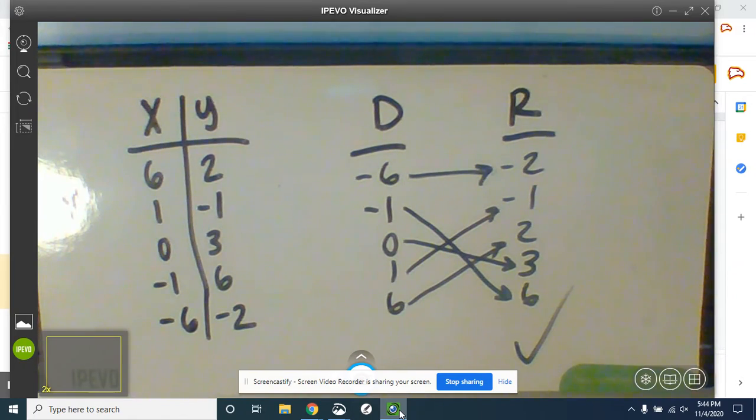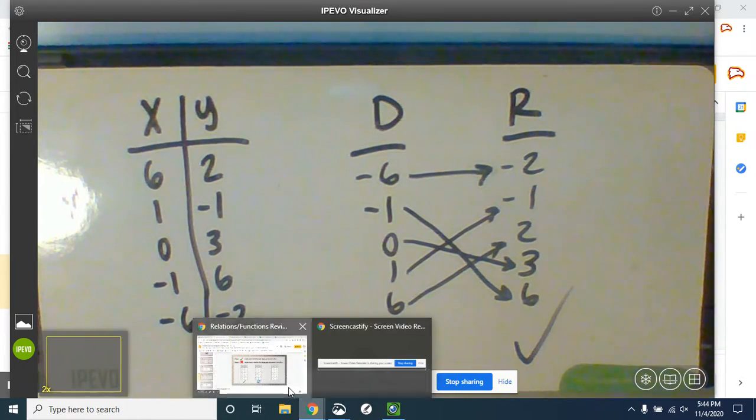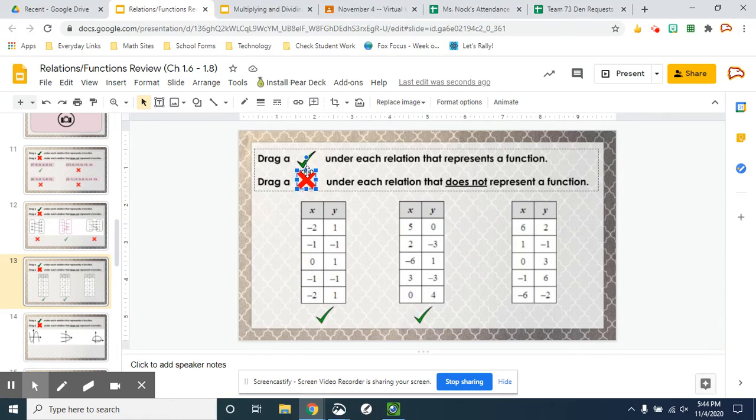So if you thought you were wrong because all of them were functions, don't doubt yourself.